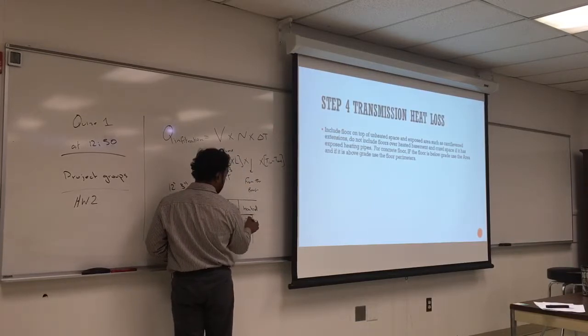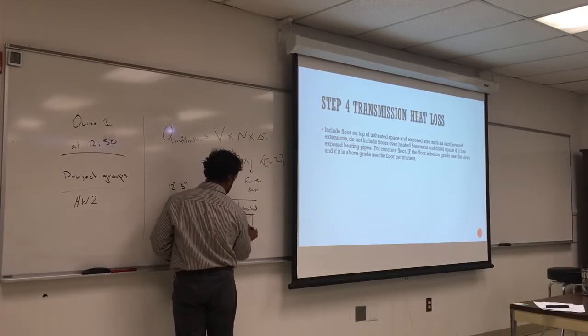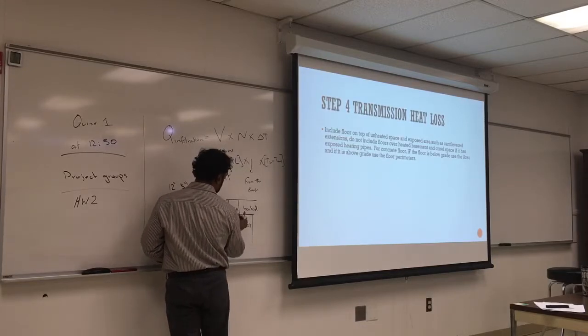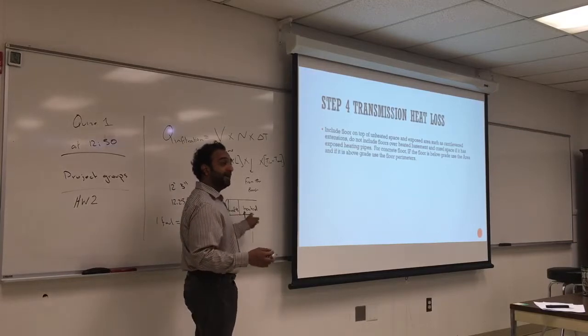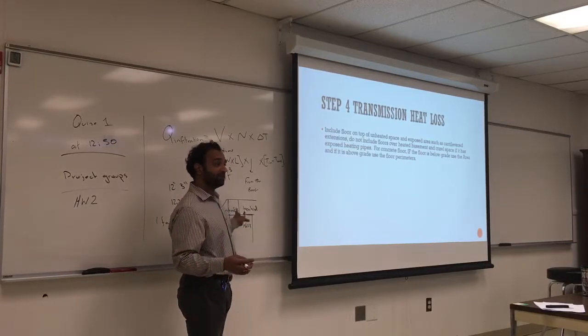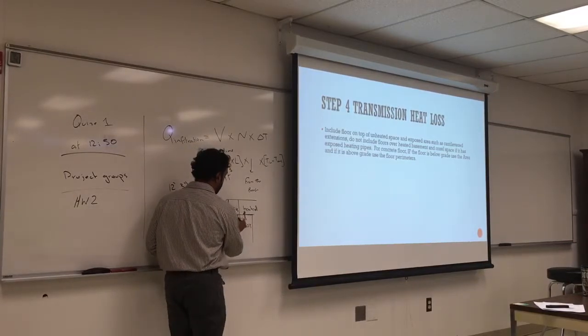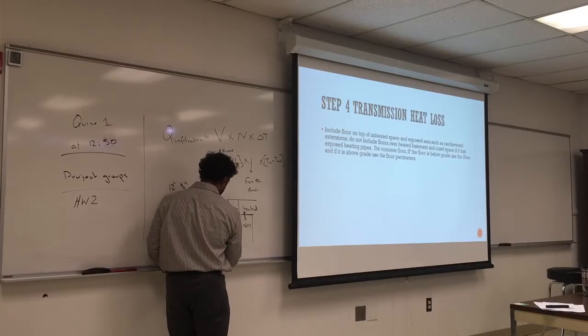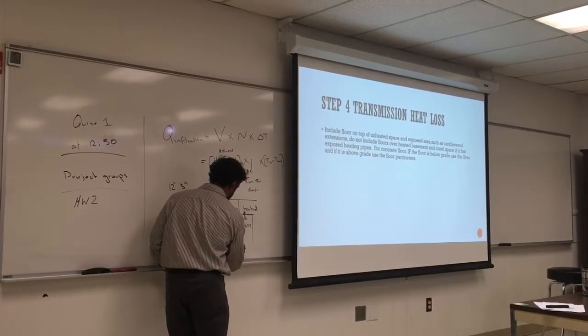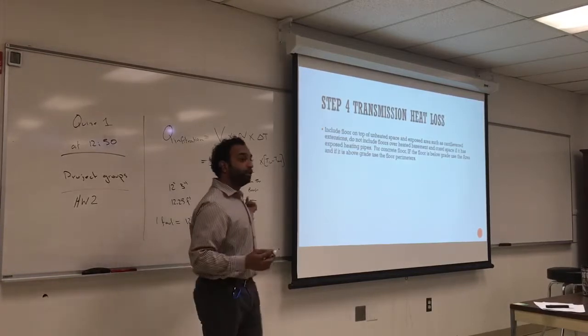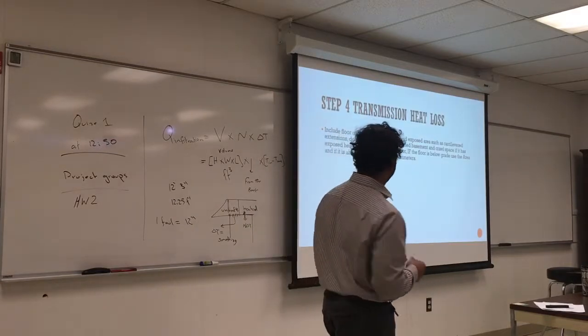So this is heated, there's no delta T. So if we have half the ceiling heated and half unheated, include only the unheated part. So this part is going to be delta T will equal something. When you do the ceiling, do only the portion over the unheated space.